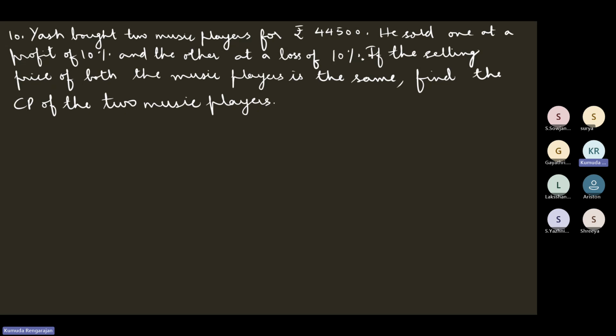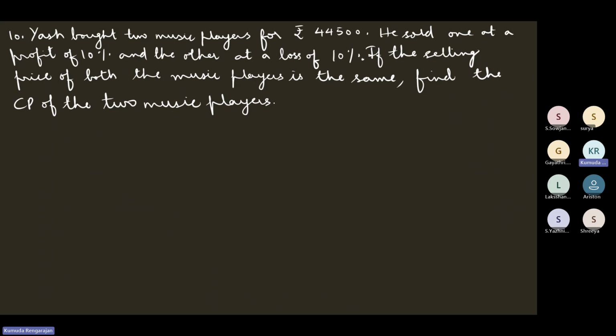So I'll just tell you the flow of the answer for this one, children. You have to do it. Yash bought 2 music players for rupees 44,500. Again, you don't see the word each. If it was 44,500 each, then the CP of one music player is 44,500 and the CP of the other is also 44,500. And it is cost price because he bought. He's not selling, he bought. So it's cost price.